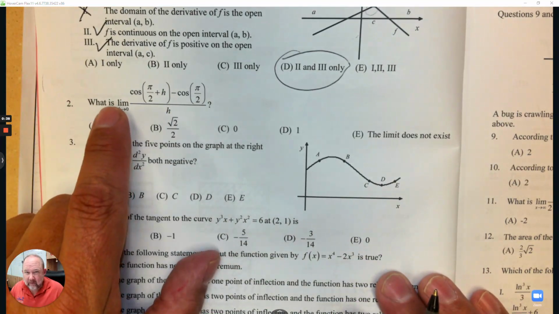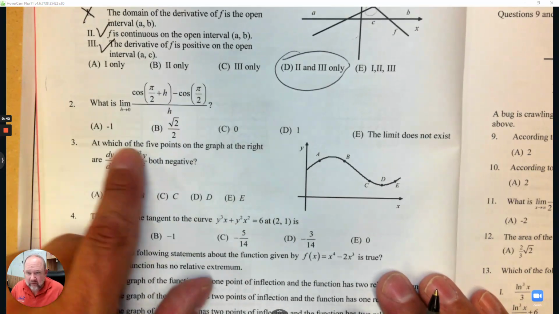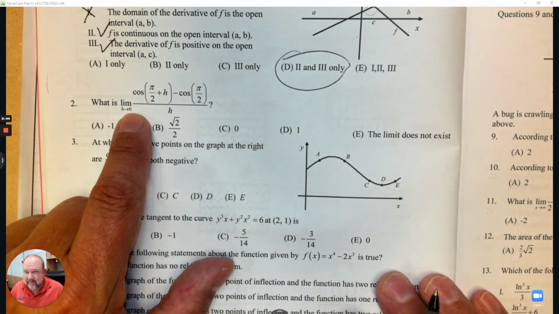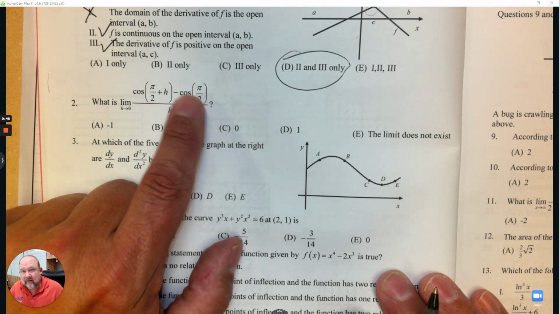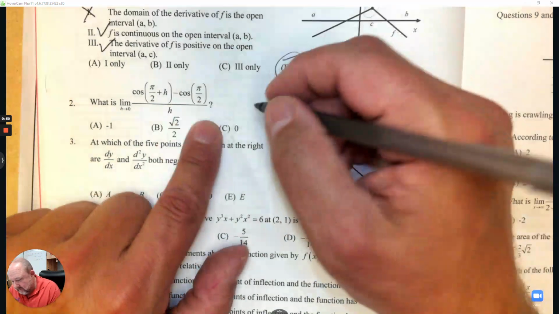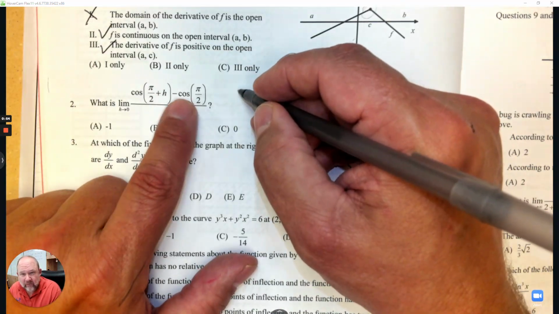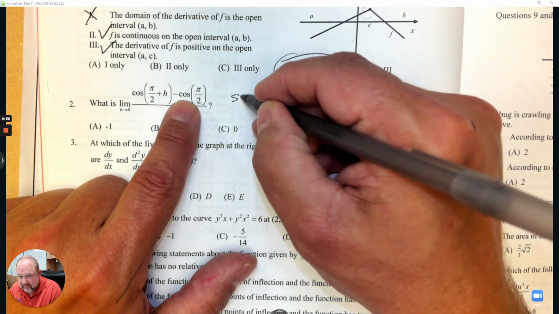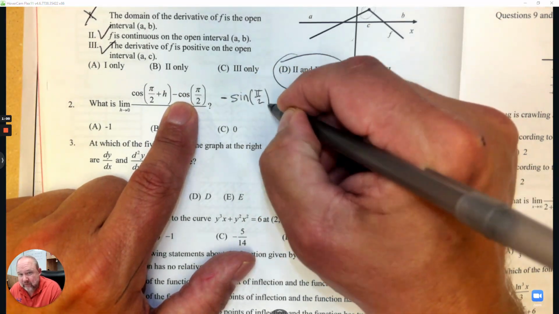This looks like the y2 minus y1 over x2. This looks like the original definition of a derivative, right? And so if that's the case, then cosine is what we're taking the derivative of. So what's the derivative of cosine? It's negative sine, and then plug in pi over 2.